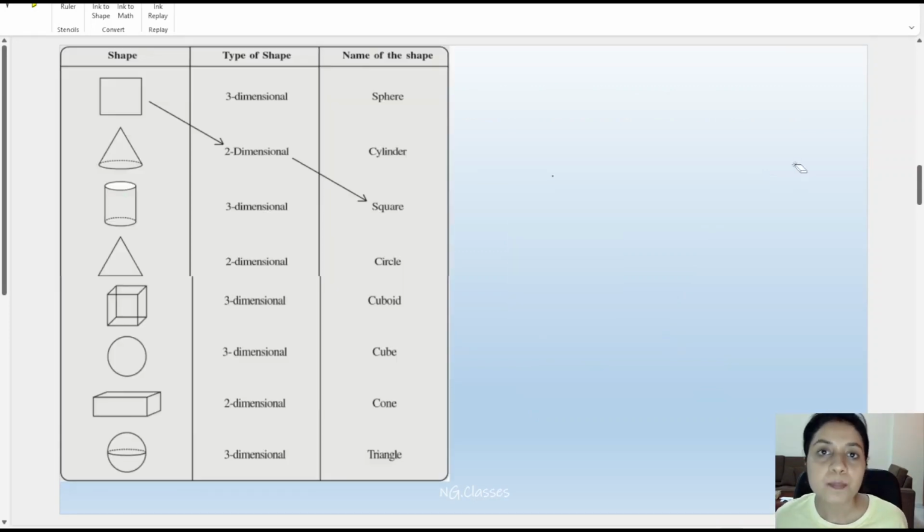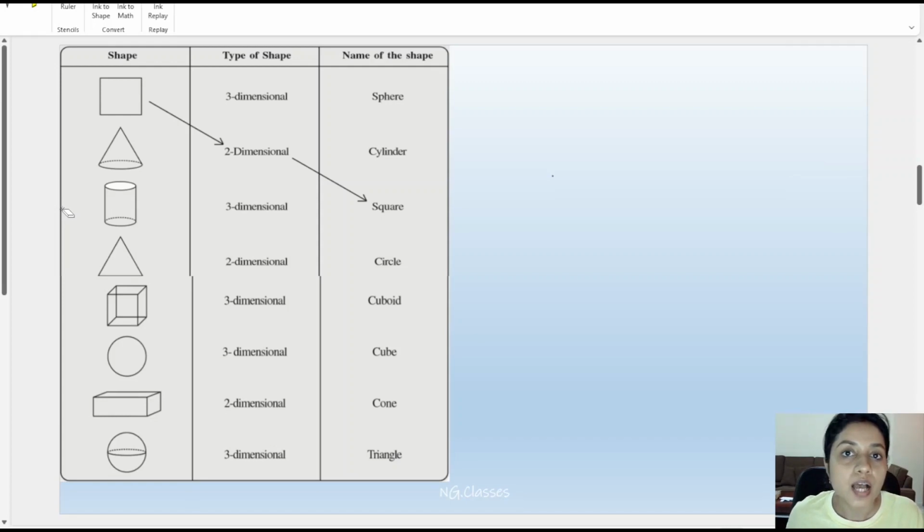Now let's do some match the following questions. Here we have three columns, where the first column contains some shapes. The second column has the type of the shape, that means whether the shape is a two-dimensional shape or a three-dimensional shape. And the last column contains the specific name of the shape. The first one is already done for us. Let's start from the second one.